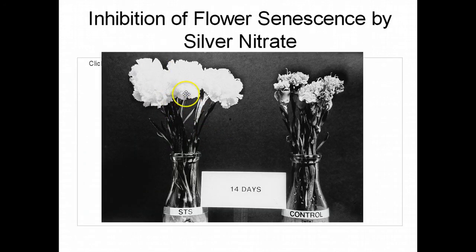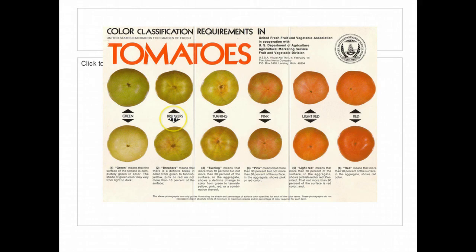Here's an old picture of some plants that were treated with silver nitrate. So 14 days later, you still get a nice color. Here's the official color classification. Anybody ever use one of these? If you go to a packing shed, you'll see these, and this tells you what you're looking at. So here's breakers. They're usually picked at a breaker stage. If you pick a tomato too early, it won't respond to ethylene. So you've got to pick it at the breaker or turning stage so that when you zap it with ethylene, it'll actually turn red. So you can't pick a real green tomato and zap it with ethylene.